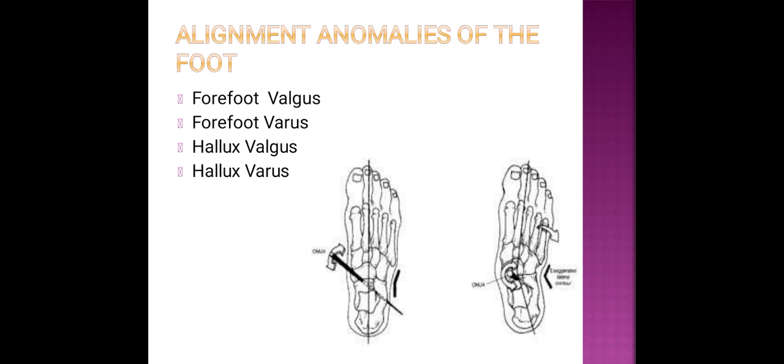Alignment anomalies of the foot. Varus and valgus conditions are most common. These are inward and outward lateral deviations, which occur in all of the major links of the lower extremity. Varus is a condition of inward deviation in alignment from the proximal to the distal end of the body segment, while valgus is a condition of outward deviation in alignment from the proximal to the distal end of the body segment. Hallux valgus is a lateral deviation of the big toe, often caused by wearing women's shoes with pointed toes, while hallux varus is the medial deviation of the big toe.